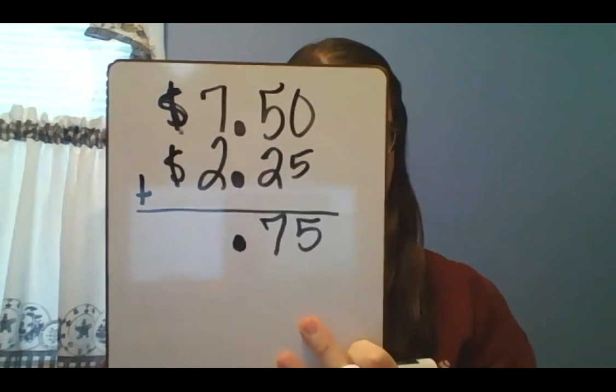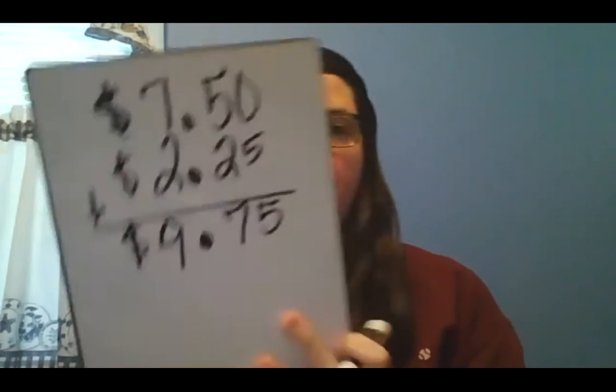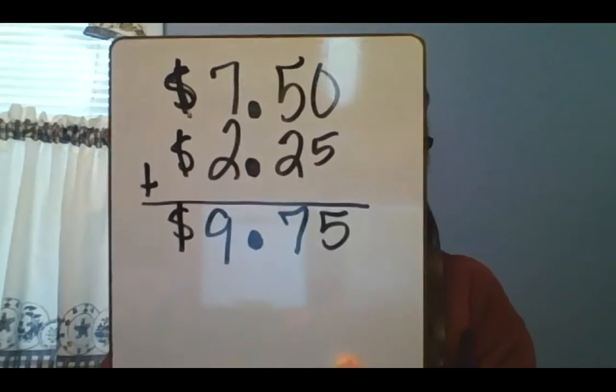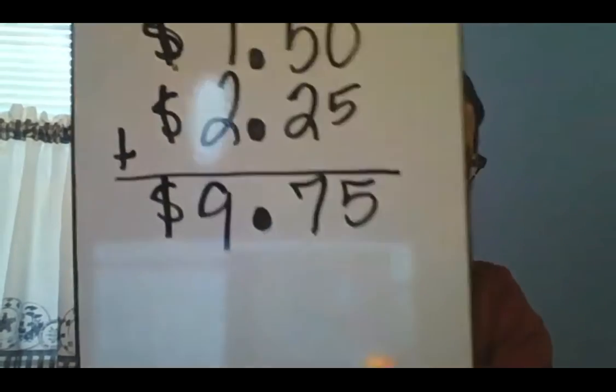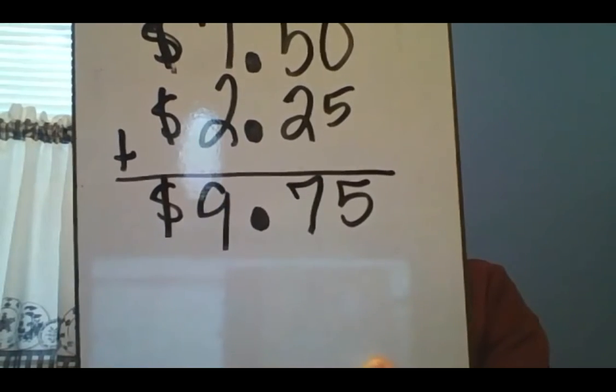And then we have 7 plus 2. So 7, 8, 9. And then I'll put my little dollar sign. So $7.50 plus $2.25 gives you the answer of $9.75. So 9.75 is your answer to that one. So all you're going to do for that worksheet is line up your decimal points and add like normal.